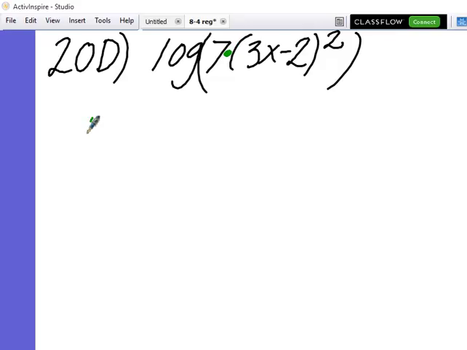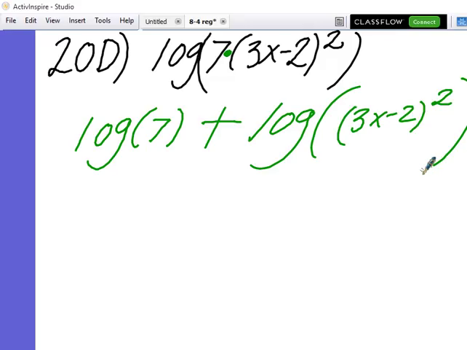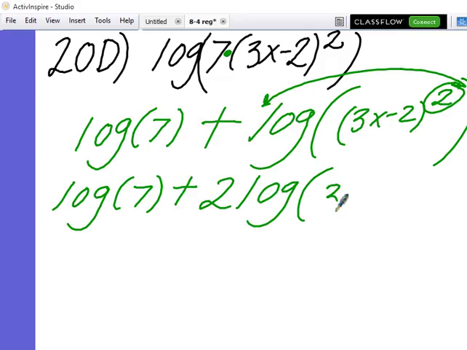20b, we would have log of 7 plus, because when you multiply, you add, log of (3x minus 2) squared, like this. Now from there you'd say, can I simplify any of those any further? Log of 7, no. But we have an exponent here, so that's going to come down in front. So we're going to have plus 2 log of 3x minus 2.